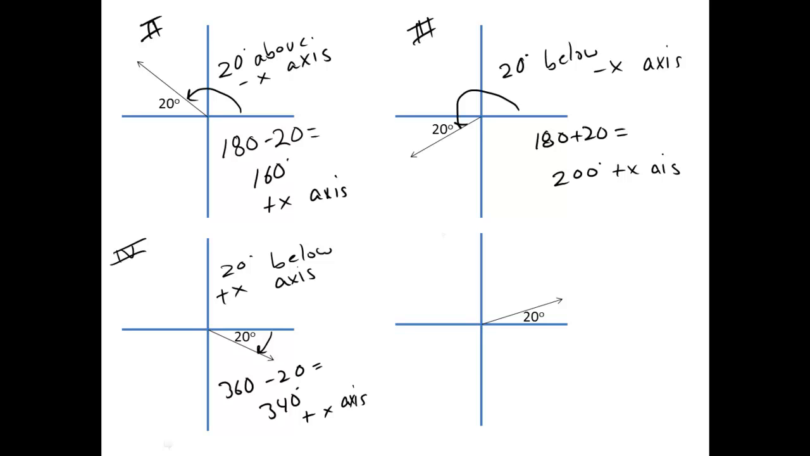Now, finally, quadrant one is the easiest. If we have something in quadrant one, we just take whatever that angle is and say, like in this example, that it's 20 degrees above the positive x-axis. And there you go. That's our video on vectors.